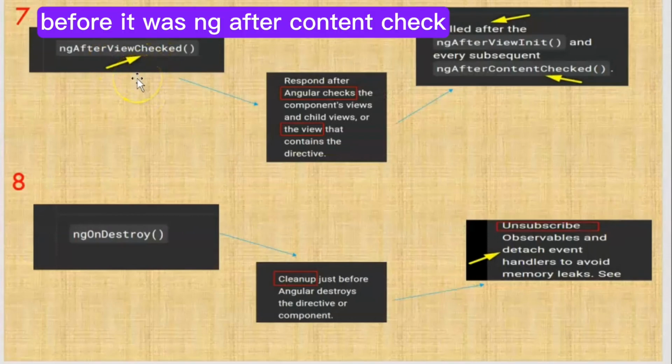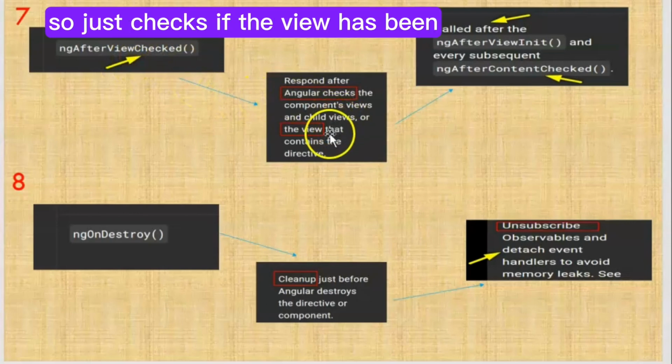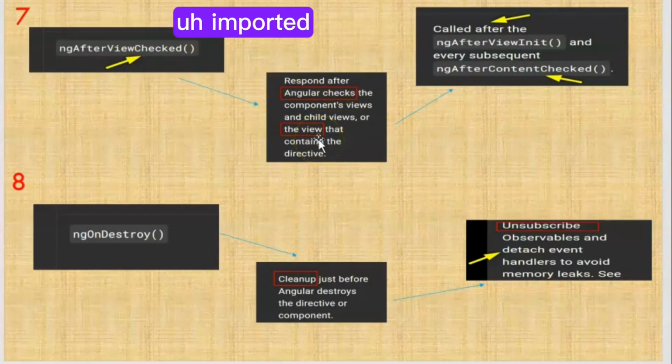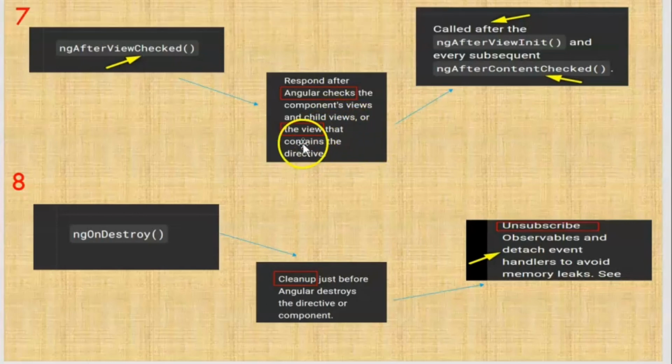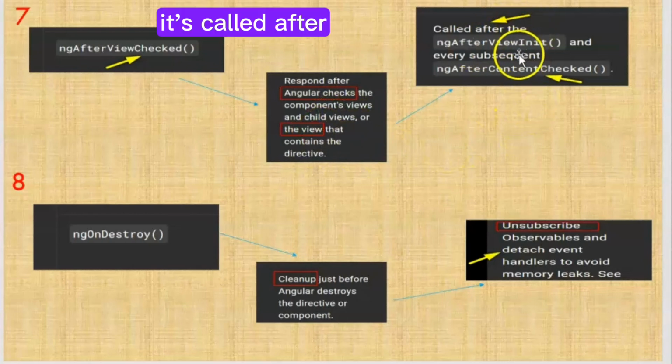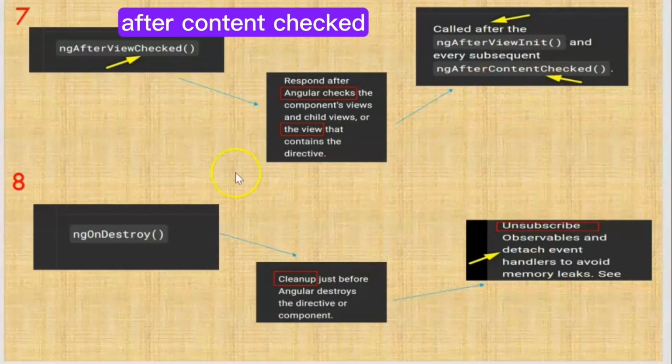Before it was ngAfterContentChecked, now it is ngAfterViewChecked. It just checks whether the view has been there in the directive or not. Okay, it checks the component view and the child views. It's called after every ngAfterViewInit and after every subsequent ngAfterContentChecked.